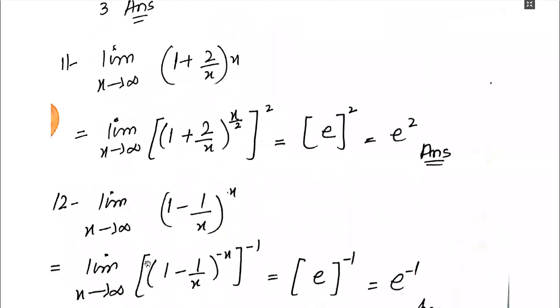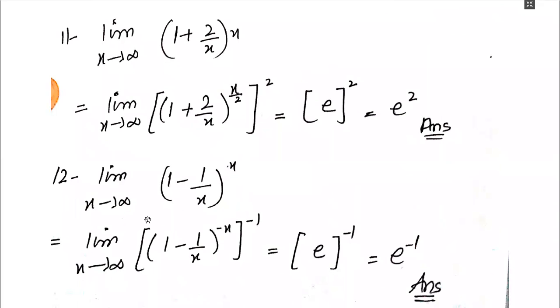Again, limit x tends to infinity, 1 minus 1 upon x, power x, and this can be written in this form: x tends to infinity, 1 minus 1 upon x. Again, you multiply the power by minus 1 here and here. If minus is multiplied here, again you get the same result. Now here is 1 minus 1 upon x, power the reciprocal of minus 1 upon x, which will be minus x. Again, this identity equals e, and the power minus 1 is the same. Then the answer is e power minus 1.